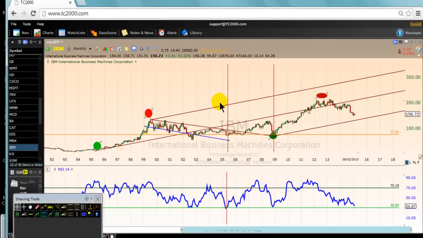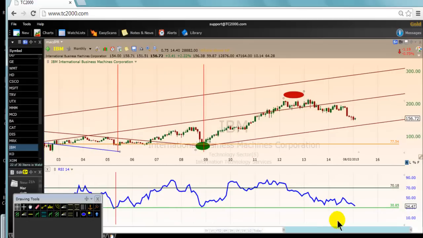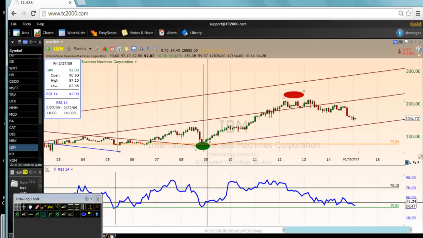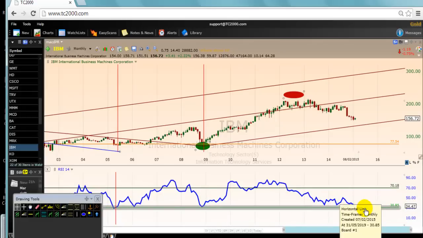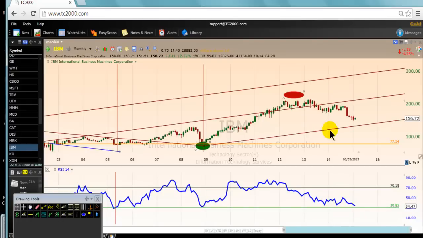Here's another example. You can see the RSI is in the oversold zone, approaching the level of 30. So this is the oversold zone. It's a zone, not a level. It's not a thin line, it's a zone. It's been in the oversold zone since here.